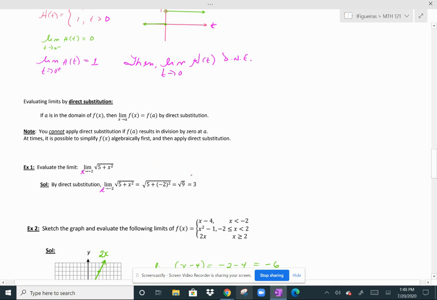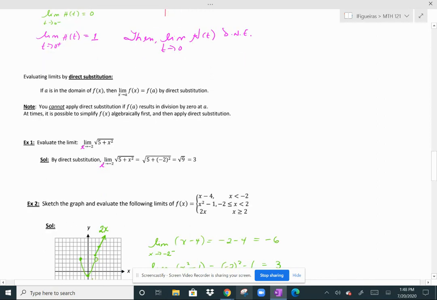So this is much more convenient than, for example, plugging in numbers to the left and right of -2 into this function in order to guess what the limit value is. So you get the exact value as long as you can apply direct substitution.